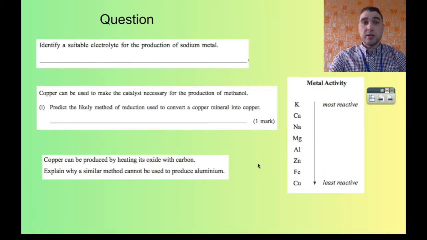So let's have a look at some questions. The first one says, identify a suitable electrolyte for the production of sodium metal. Sodium, if we look at a metal activity series over here, and I stole this from one of the exams, sodium is quite high in the activity series.